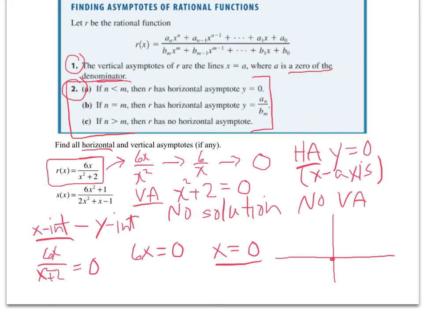Well, a quick check shows that if it goes through the origin, if the x values are negative numbers, then 6x over x squared plus 2 will be a negative number. So the graph has to be in this quadrant. And then if x is a positive number, 6x over x squared plus 2 is positive valued, so that means the graph must be in that quadrant. There's no graph in quadrants 2 and 4. And we have a horizontal asymptote on the x-axis.